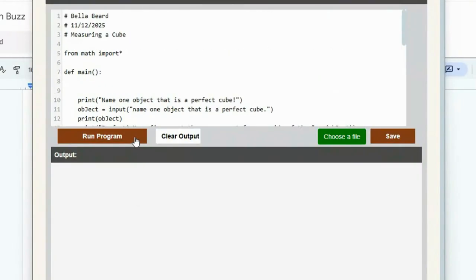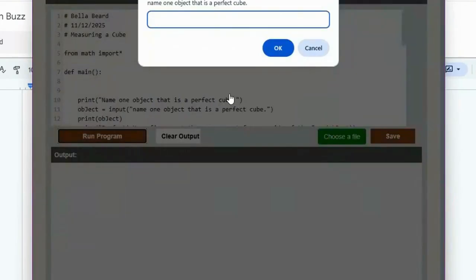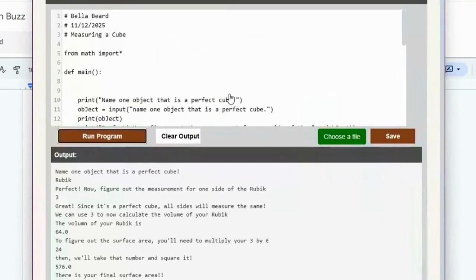Let's do this first. Name an object: perfect cube. Let's say a Rubik's cube. Measure one side. Okay, I'm going to say it's 3 inches long. Since it's a perfect cube, all sides will measure the same. We can use 3 to calculate the volume. The volume of the Rubik is 64, which doesn't sound right for 3.